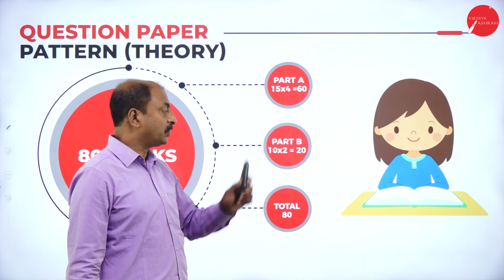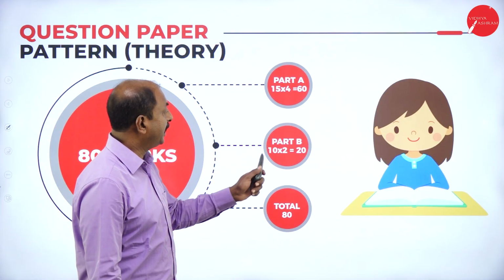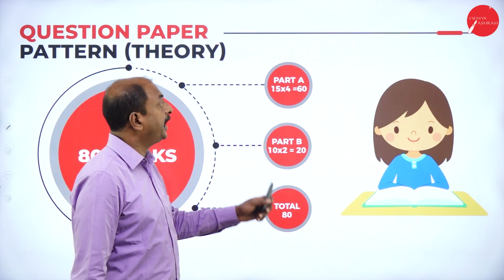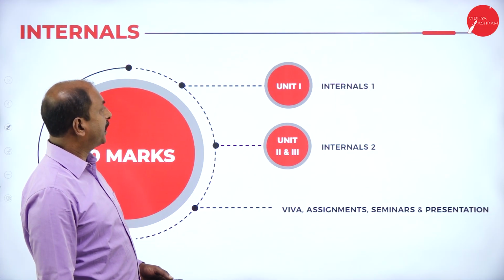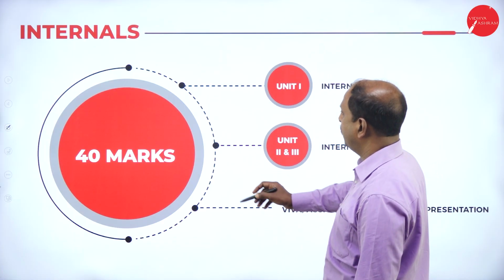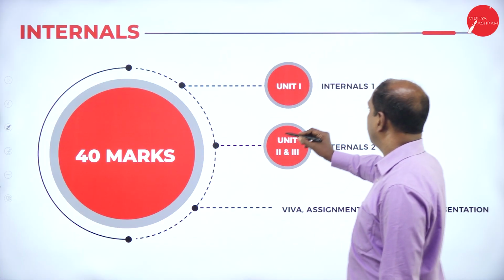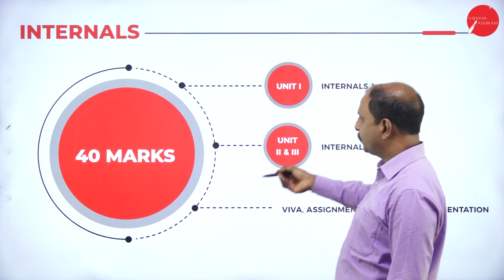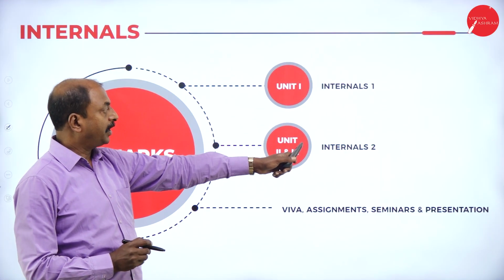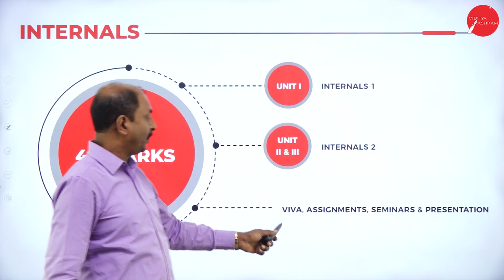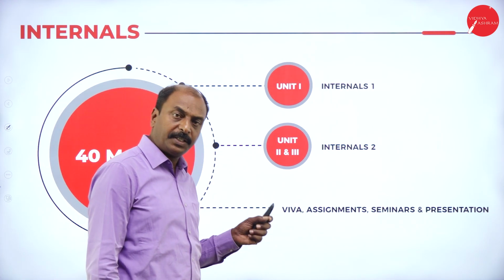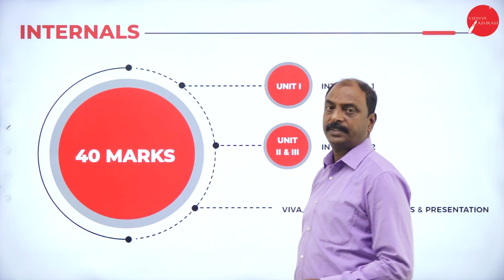Part B is 2 marks questions. You are supposed to answer any 10. So it is 20 marks. Your theory paper is for 80 marks. Next, when it comes to internals, we are going to have 2 internals, internal 1 and internal 2. The internal component is 40 marks, which includes marks from internal 1, marks from internal 2, and also viva, assignments, seminars, and presentations.